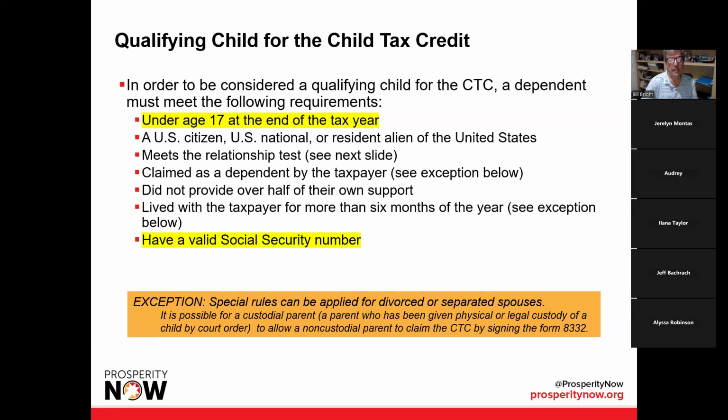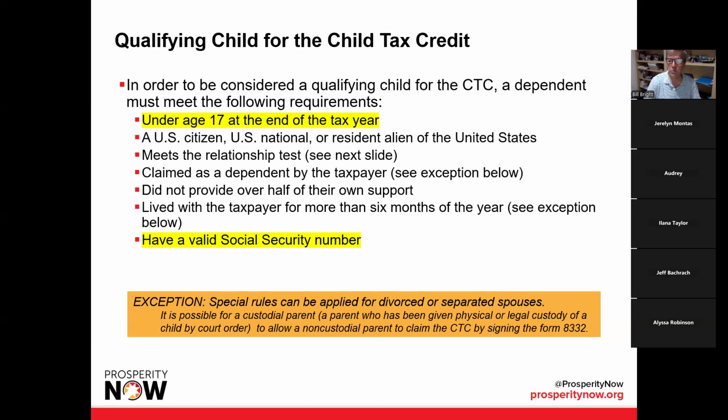All right, so the qualifying child. The requirements for a qualifying child: again, they must be under 17 at the end of the tax year, so 16 and under. So if they turn 17 in 2024, they're not going to get the child tax credit. The child is a U.S. citizen, U.S. national, or resident alien, meets the relationship test, which we've talked about before, is claimed as a dependent by the taxpayer, did not provide over half of their own support, which is obviously very easy because generally they're children, and lives with the taxpayer for more than 6 months of the year and has a valid Social Security number.